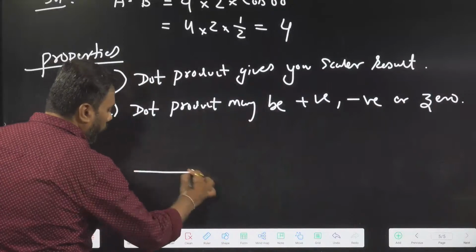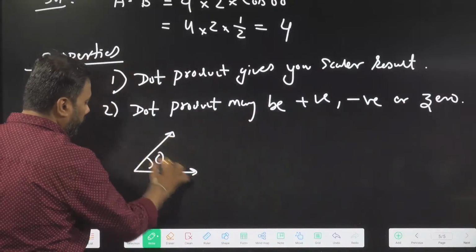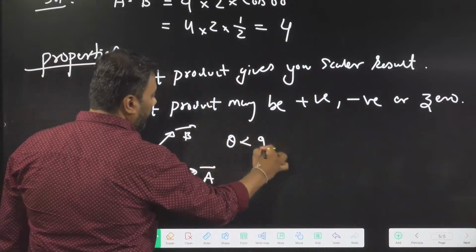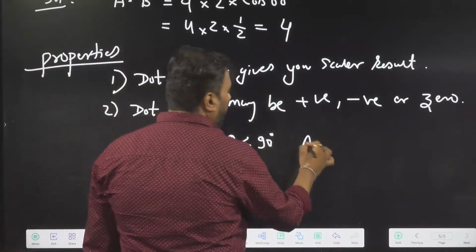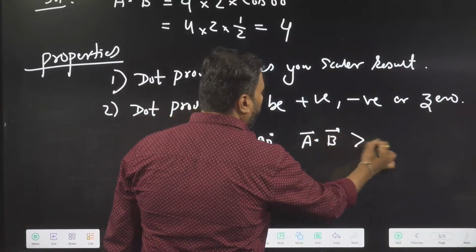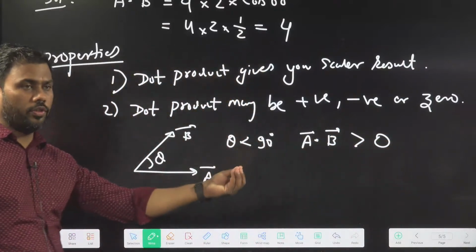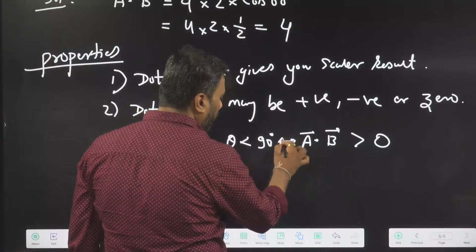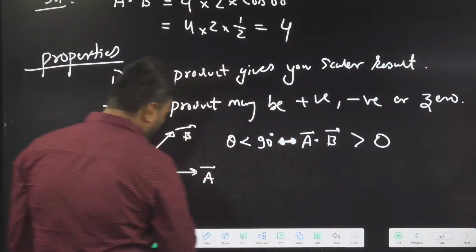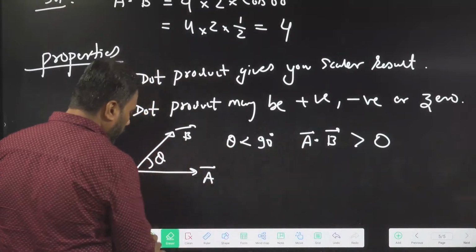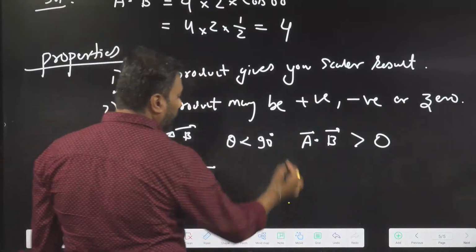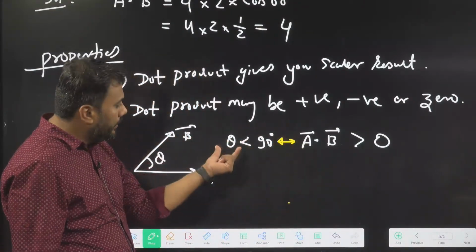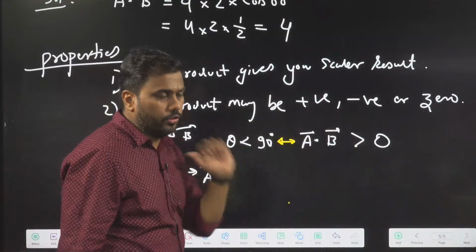If the angle between two vectors is less than 90, in this case theta is less than 90, we get A dot B positive. If the dot product is positive, the angle is less than 90. The inverse is also true. Whenever you see the dot product result is positive, you will understand the angle is less than 90, and if the angle is less than 90, the dot product result is positive.